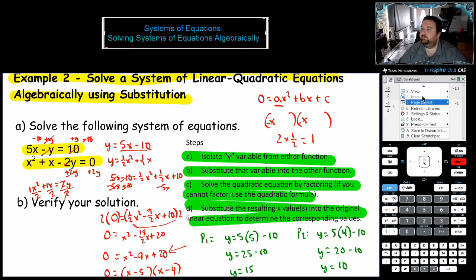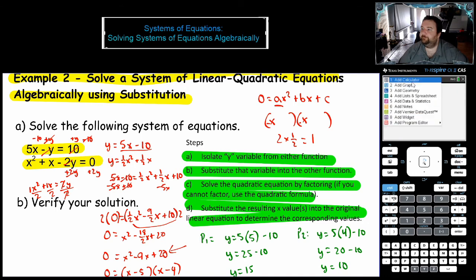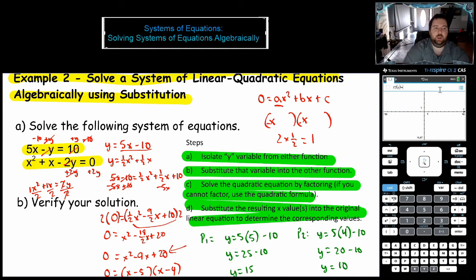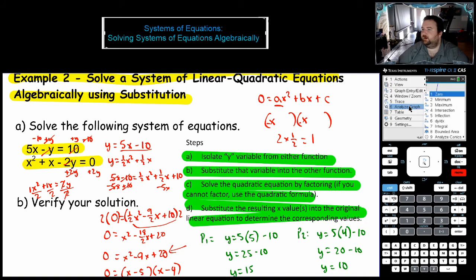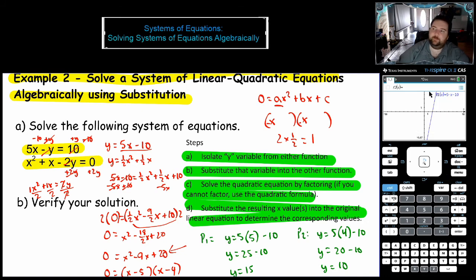Let's go ahead and do that. So we are going to graph it now. Our first one is 5x minus 10. This is our line. Our second one is 1/2, so 0.5, x squared, plus 1/2 x, so plus 0.5x.